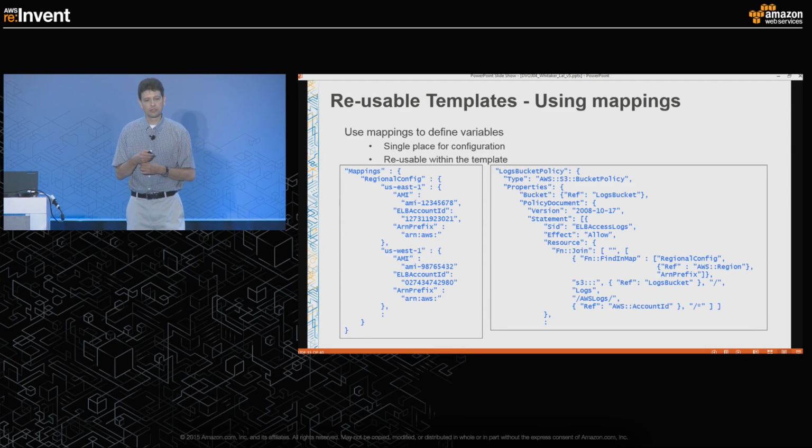Another way to do it is to use mappings. A mapping is a section in the template that's really used to define a set of variables depending on some selection, if you like, that you want to make. So if you look at the definition on the left-hand side there, a mapping has a name, in this case, regional config. And then within that, you have sections based on some selection. So in this case, I'm using the region as a selection mechanism, US East 1, US West 2.